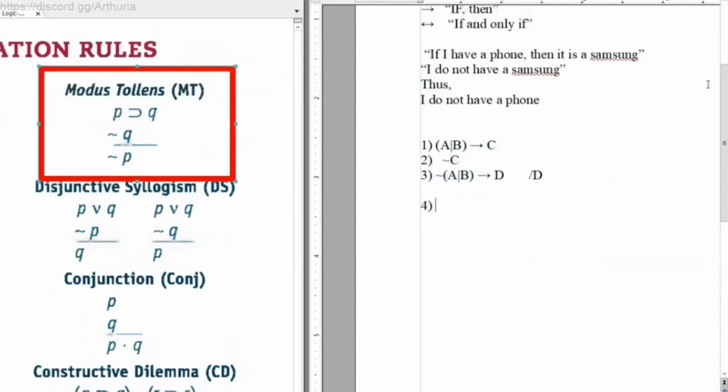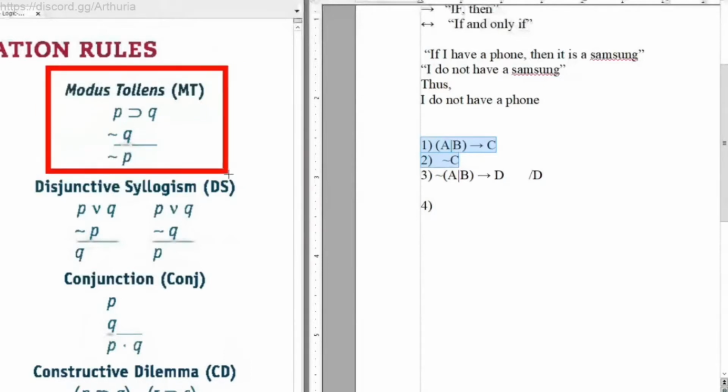So the way that we would work this out is we see that lines 2 and 1 give us a modus tollens because it fits the form that we see over here. We write the negative of the left side, which here would be not (A or B). This is justified through modus tollens of 1, 2.